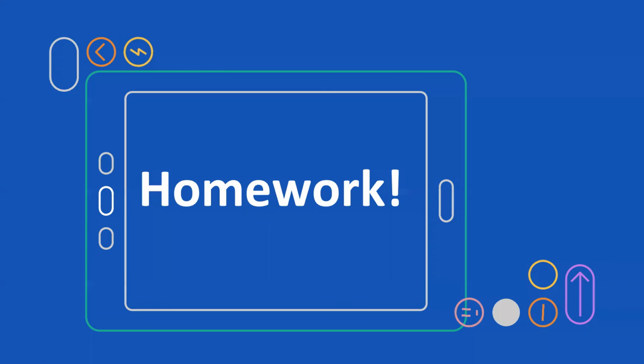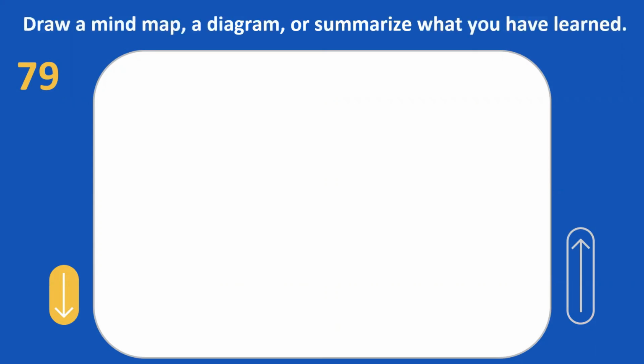Now if you're done, let's move on to your homework. For your homework, you can find that on page 79. Draw a mind map, a diagram, or summarize what you have learned. After you're done with your activities and homework, don't forget to take a picture of them and send it to the line group.